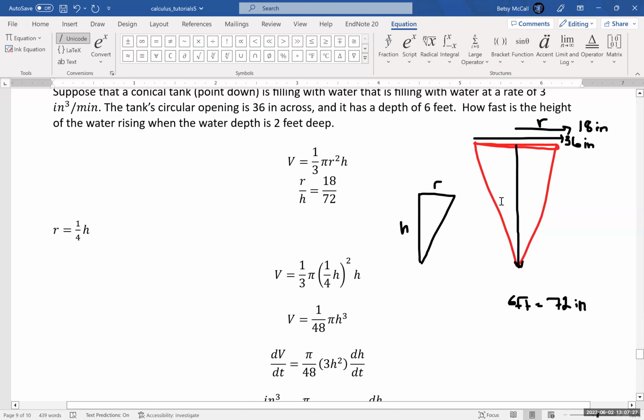When we're 2 feet deep, we're already a third of the way full in terms of the height. And so the tank is starting to get wider. And at this rate, it'll keep filling, and eventually it will fill at the top. But the largest volume is going to be as it gets full. And so the height of the water will keep rising, but it will keep rising more and more slowly as it gets closer and closer to the top.